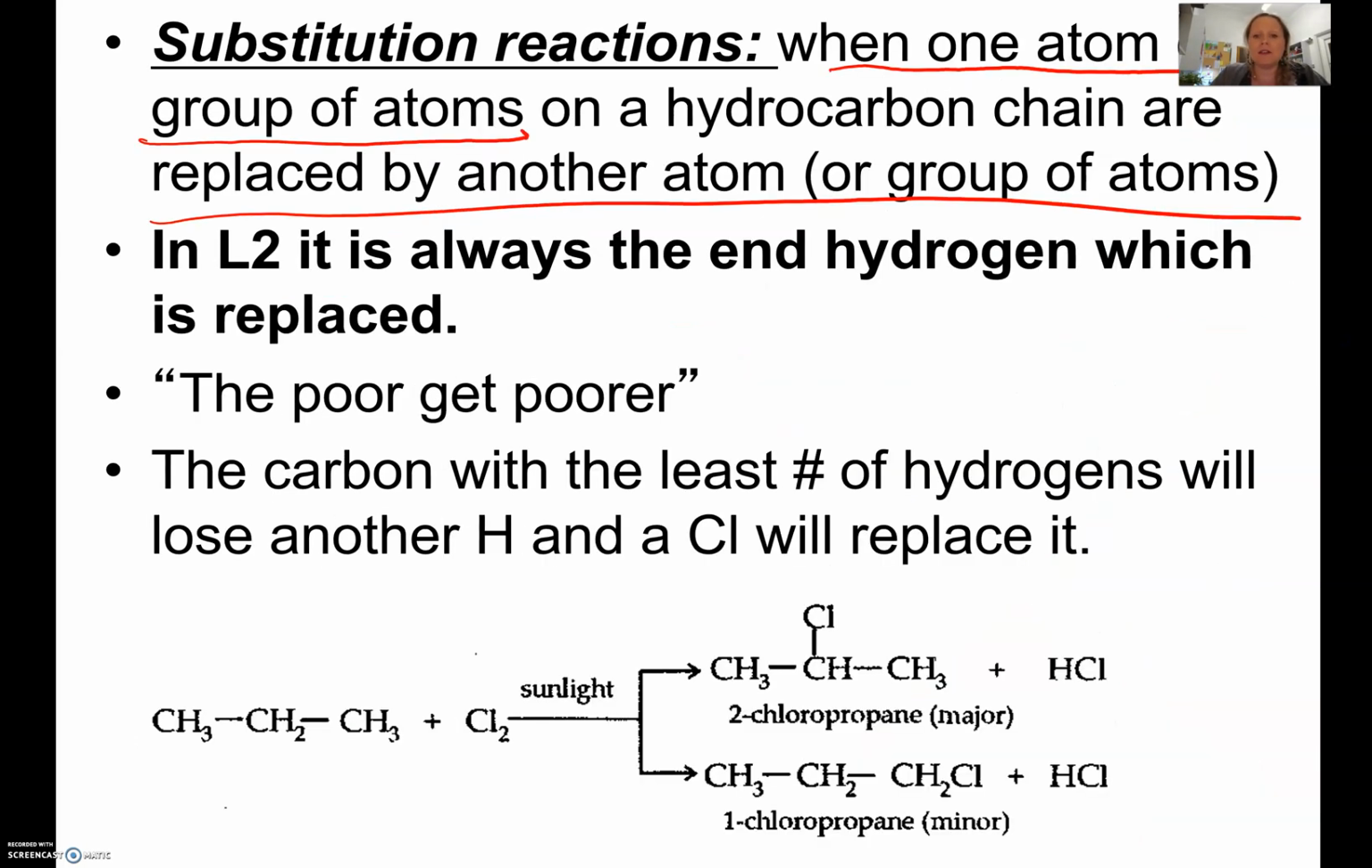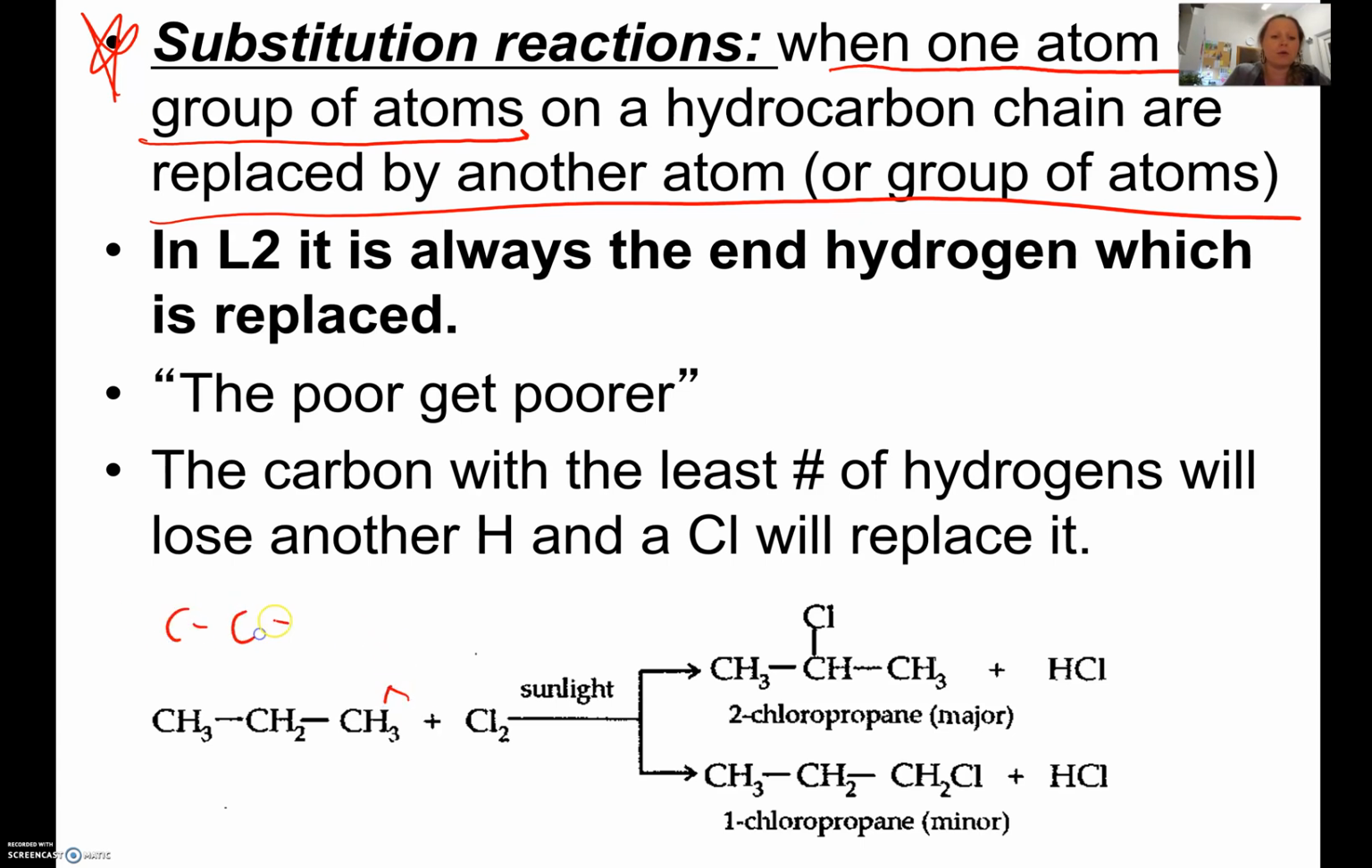Okay, so we've talked about the definition. You do have to know this definition off by heart. It comes up a few times. So substitution is when one atom or group of atoms on a hydrocarbon chain are replaced by another atom or group of atoms. And you'll see why I keep saying group of atoms when we get to another topic where substitution happens. Now in level 2, it's always going to be the end hydrogen.